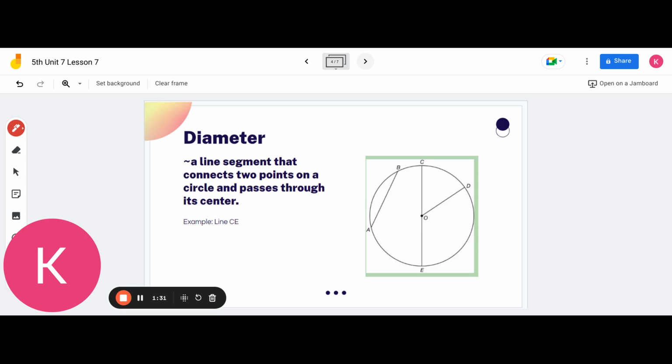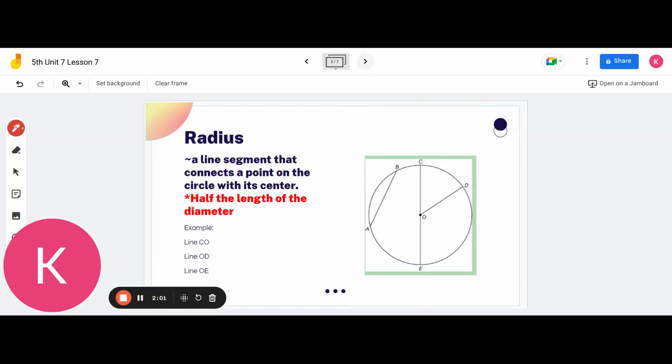Now, diameter is something that we do use quite a bit. A diameter is a line that goes from one end of the circle to the other, but it has to pass through the center. So my diameter here is this line CE. It goes from one side to the other, and it passes through the center. AB would not be considered a diameter because it's not going through the center. So this is the diameter.